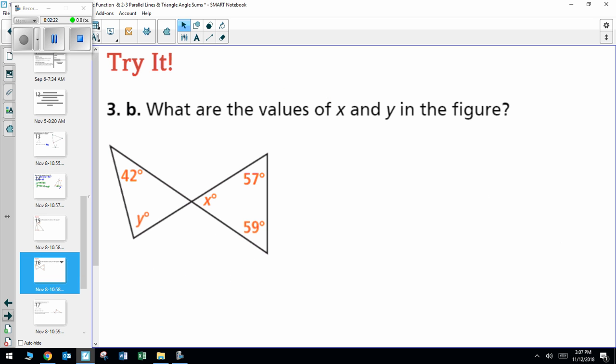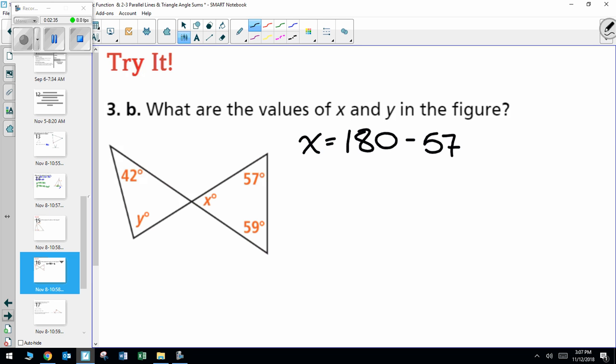The problems are similar here, you just have to remember different properties that we've already discussed. So finding x is still the same thing, in that first I take away what I already have from 180 to find out what the difference is. So if I subtract 57 and 59, or what I already have, from 180, I find that x is 64 degrees.